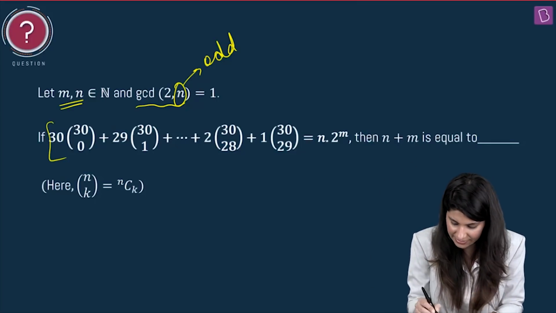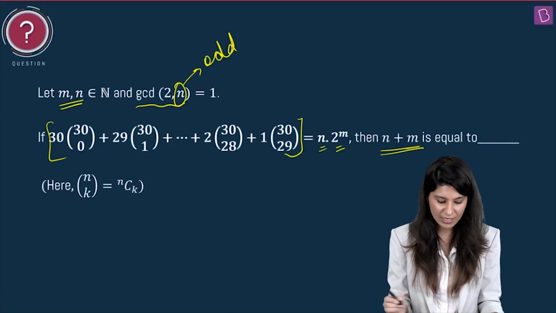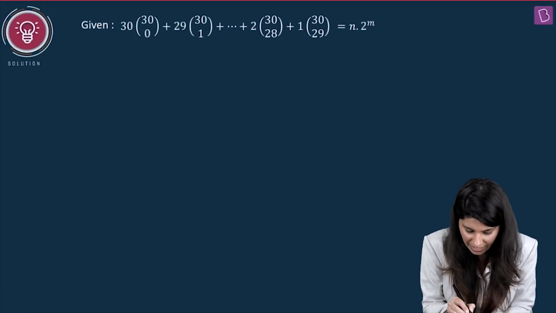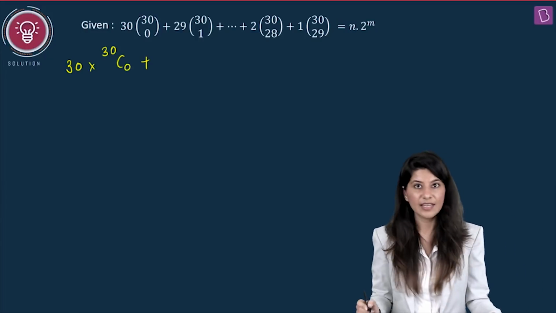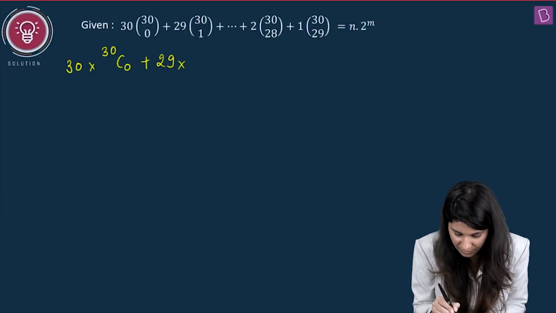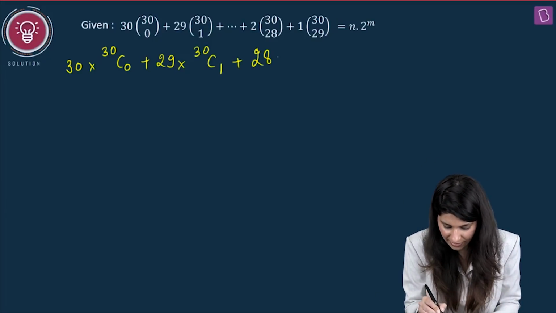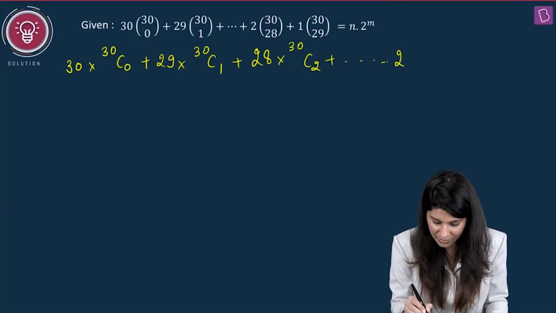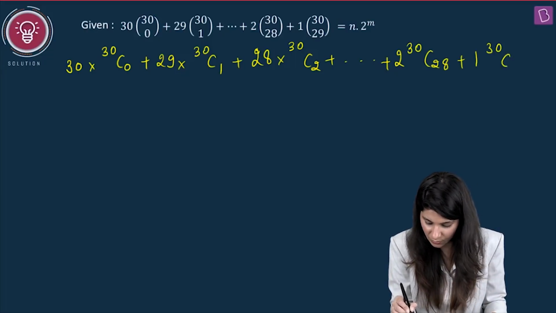Then we have this series. The sum of this series is n times 2 raised to power m. We need to figure out the value of n plus m. Okay, let's begin. Let's first analyze the series. Here we have 30 times 30C0. Next we have 29 multiplication 30C1. Next we have 28, of course, and then 30C2. All the way up to twice of 30C28. Then 1 times 30C29.